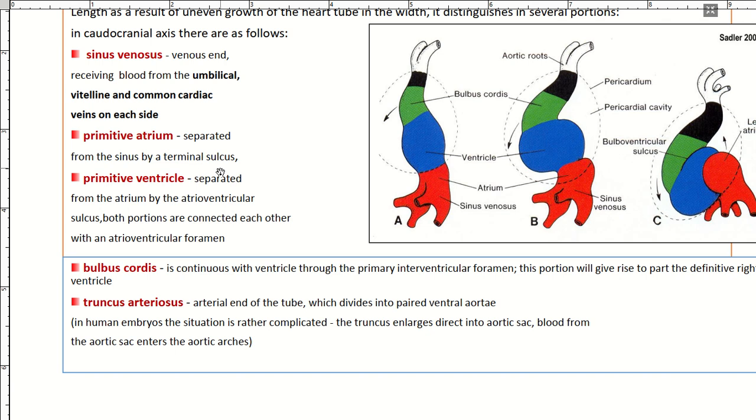Very important for you to take note of that, even in the gross anatomy section. Right. So primitive atrium, primitive ventricle. So the primitive atrium separates from the sinus by a terminal sulcus. The primitive ventricle separates from the atrium by the atrioventricular sulcus, right? Both portions are connected to each other with the atrioventricular septum.